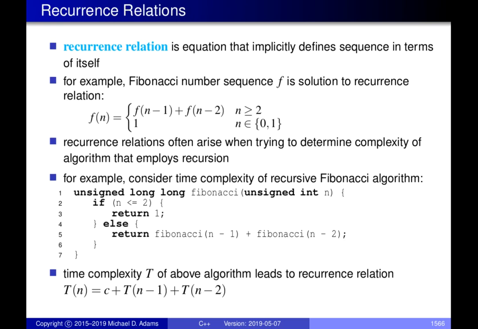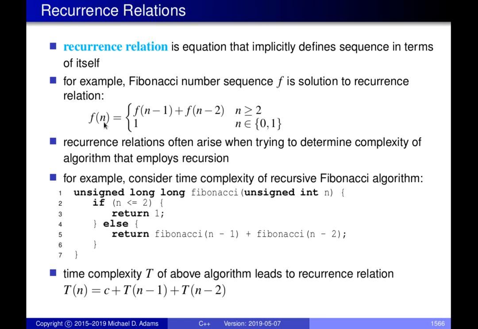When we're dealing with algorithm analysis, often we encounter what are called recurrence relations. Basically, a recurrence relation is just a definition of a sequence that's defined recursively. We have a sequence of numbers, denoted by f here, where n is the index number. And this is basically the Fibonacci sequence.